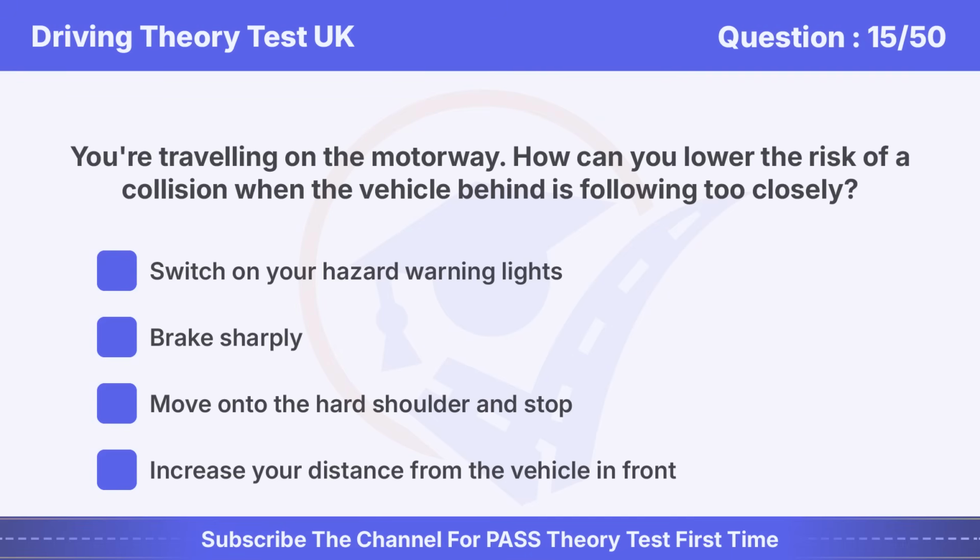Question 15. You're traveling on the motorway. How can you lower the risk of a collision when the vehicle behind is following too closely?